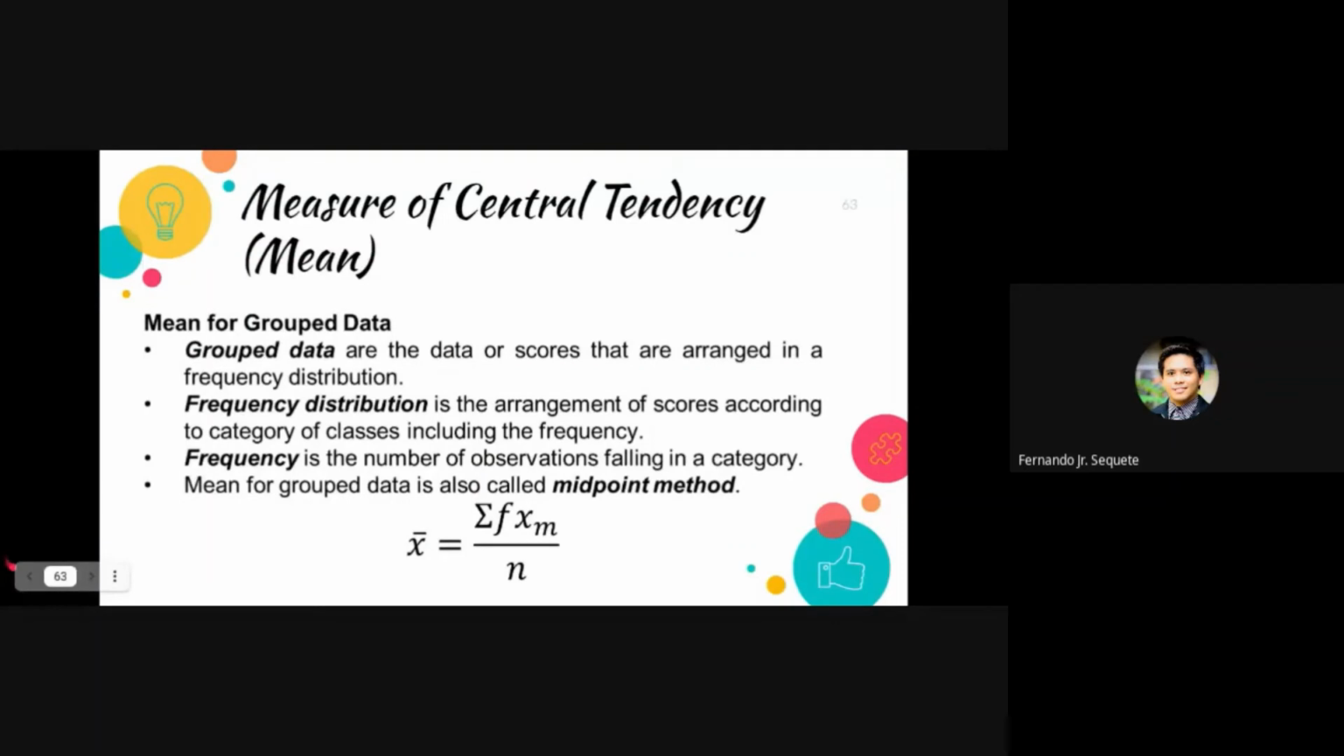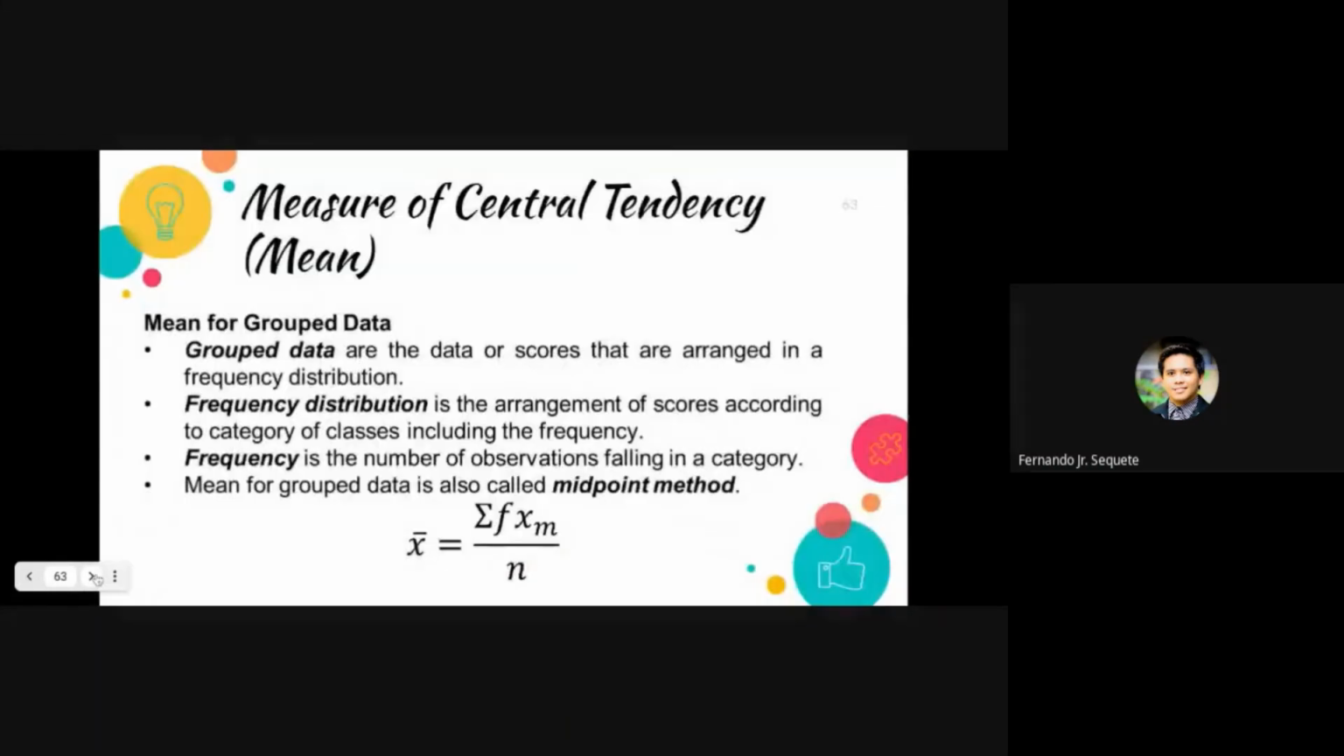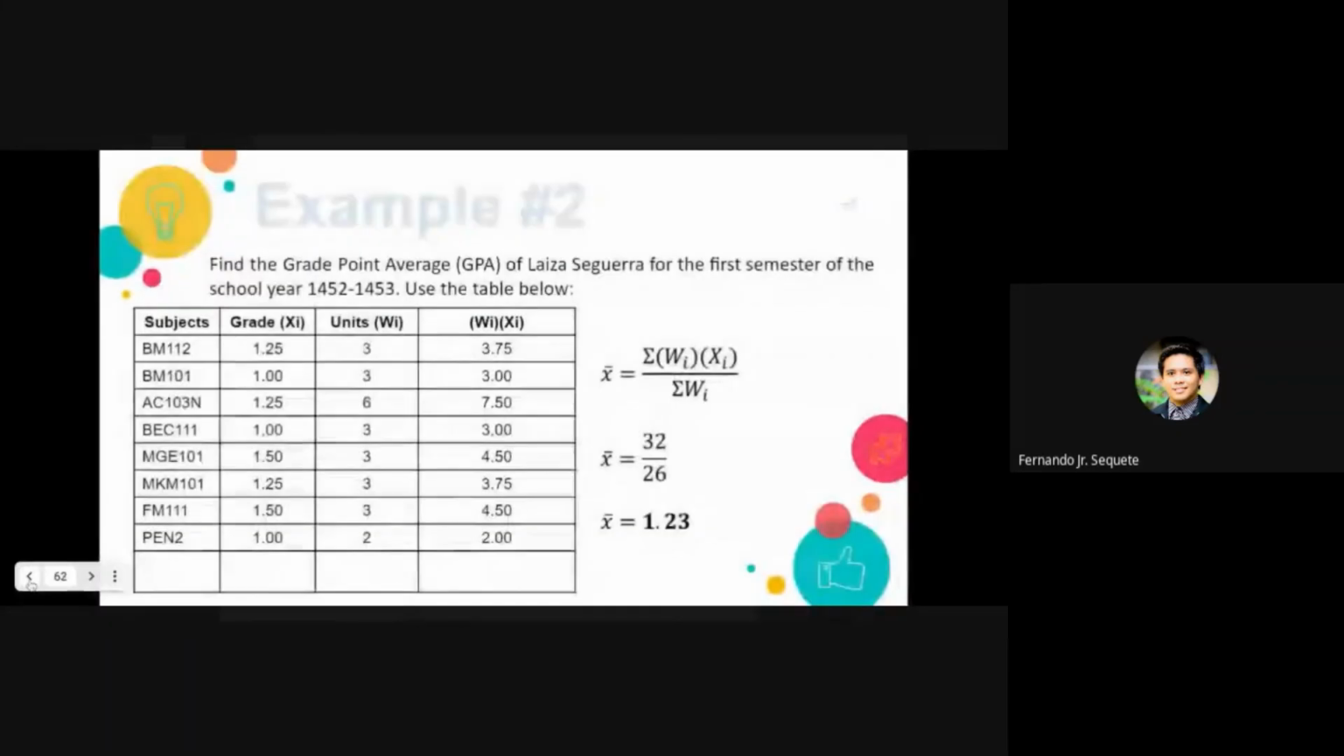Okay, let us look at the mean in group data. Because the other one is group data. So here we will first stay with the ungrouped. Okay, let's have that one.